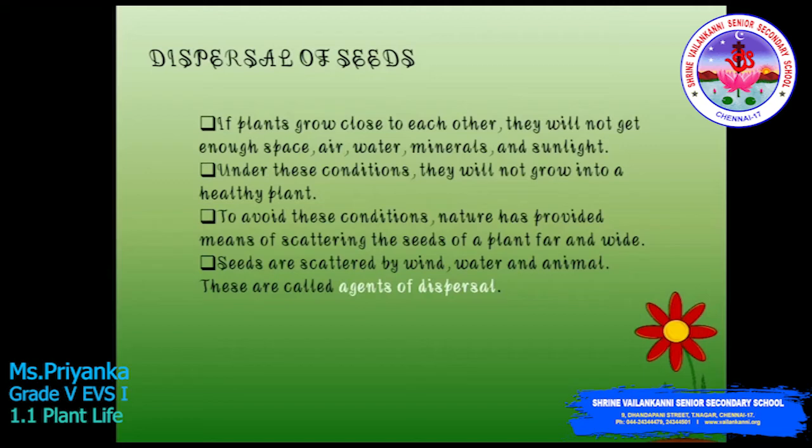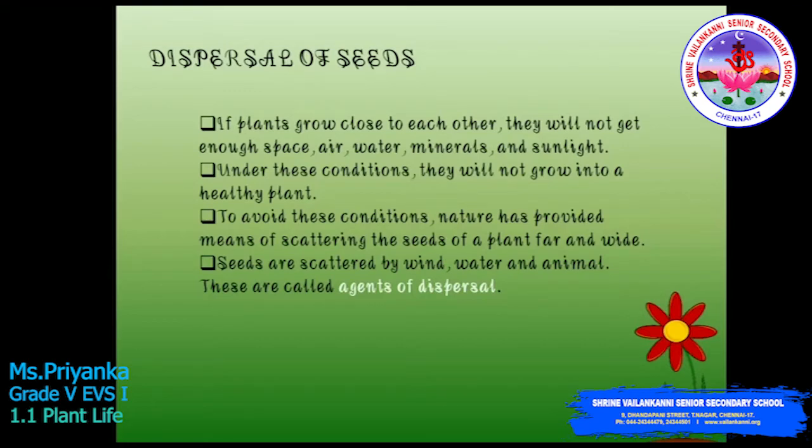There will be so much crowding, right? Well, will the plant grow into a healthy tree? No, because they will not get enough space, air, water, minerals, and sunlight. So, if they lack all these conditions, will they become a healthy big tree? No. To avoid that, nature itself has provided a very good process, that is the scattering of seeds.